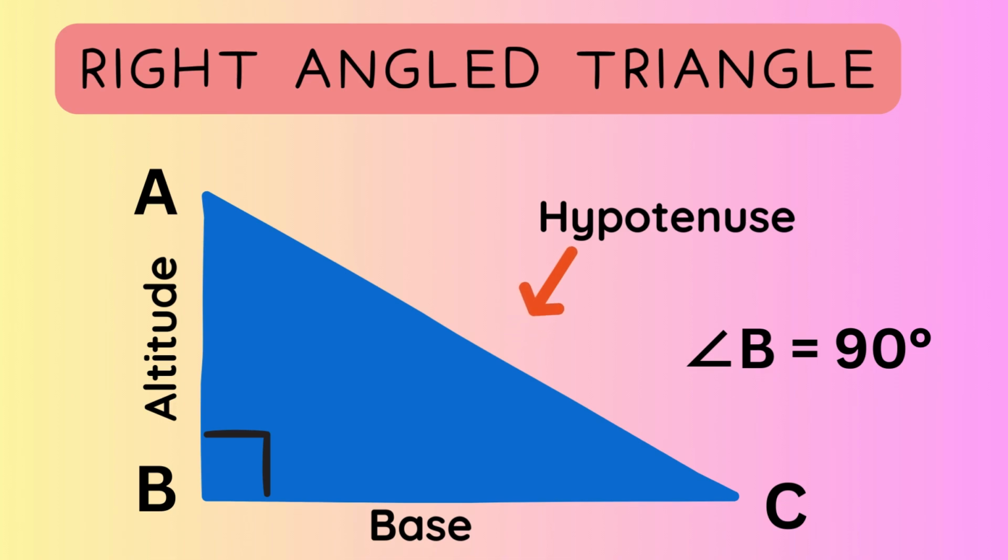As shown on the screen, ABC is a right-angled triangle in which angle B is equal to 90 degrees. In triangle ABC, AB is called the altitude or height of the triangle. BC is called the base of the triangle. And if you notice, the side which is opposite to the right angle is the longest side and is called the hypotenuse.